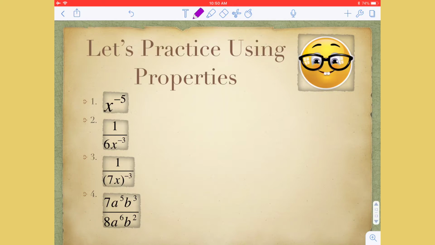Now, as always, there's different ways to approach the problem. There's not just one way that you have to go about doing these problems, but I'm going to show you the way that I would approach these.